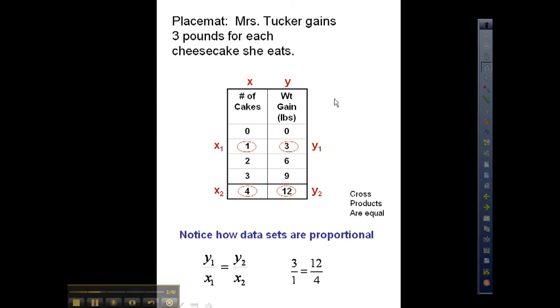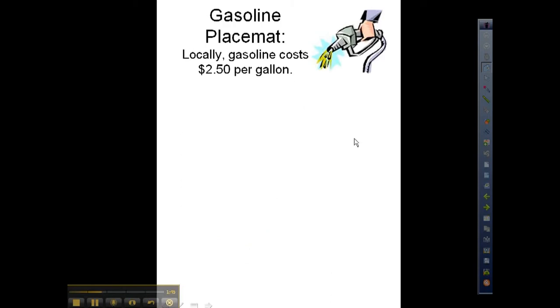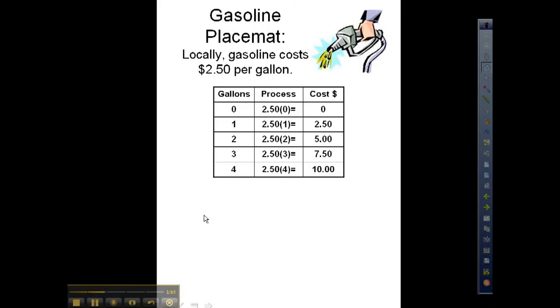Cross products are equal. Here's one more from a few years back. You can tell how old this PowerPoint is. Locally, gasoline sells for $2.50 a gallon. So I put myself together a table.